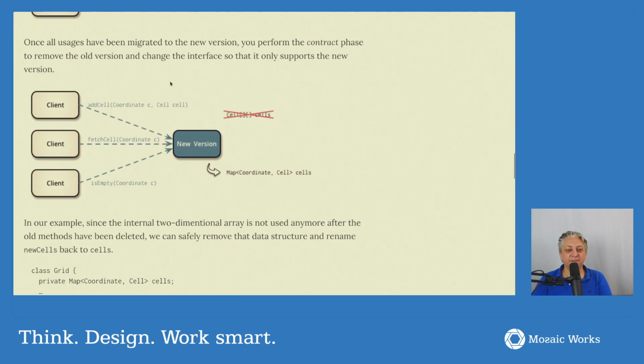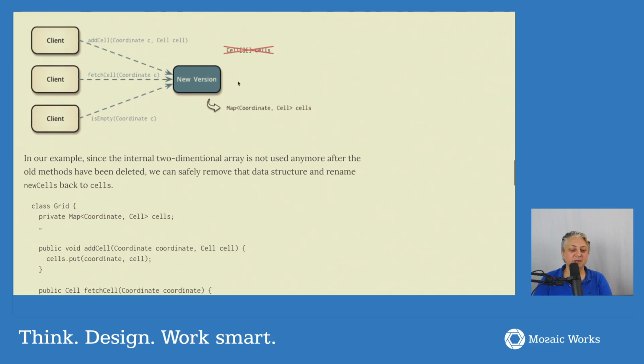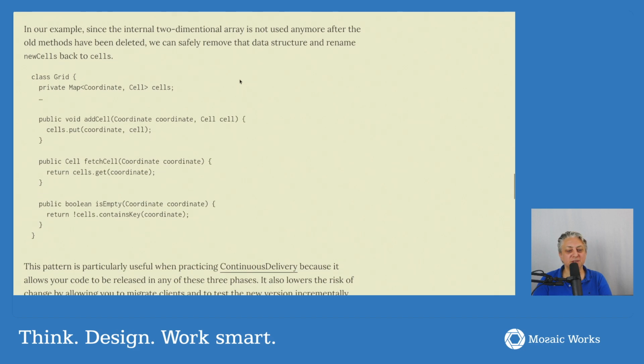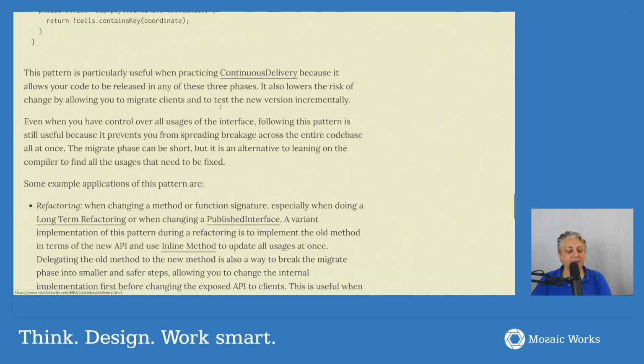Once all usages have been migrated to the new version, you perform the contract phase to remove the old version and change the interface so that it only supports the new version. So now you remove everything that's using X and Y, and you just keep the data member, the two-dimensional array. Now everything works. This pattern is particularly useful when practicing continuous delivery because it allows your code to be released in any of these three phases.